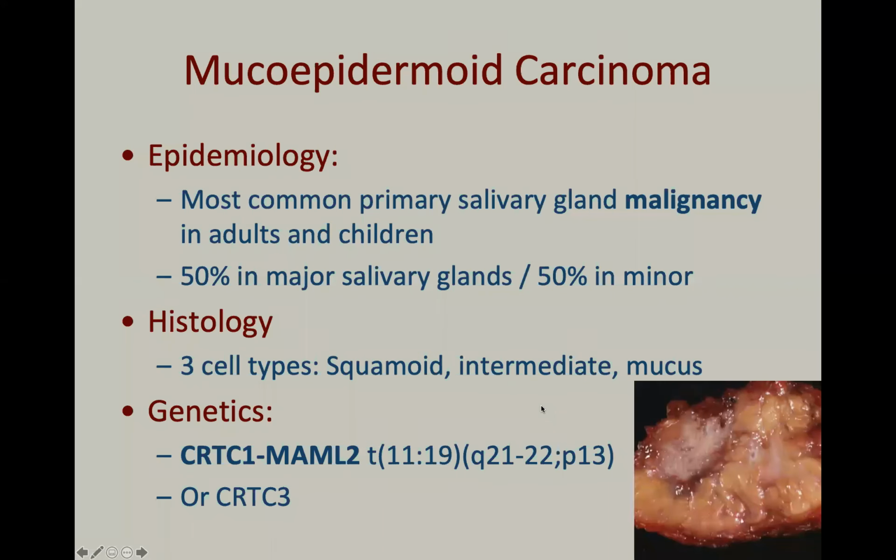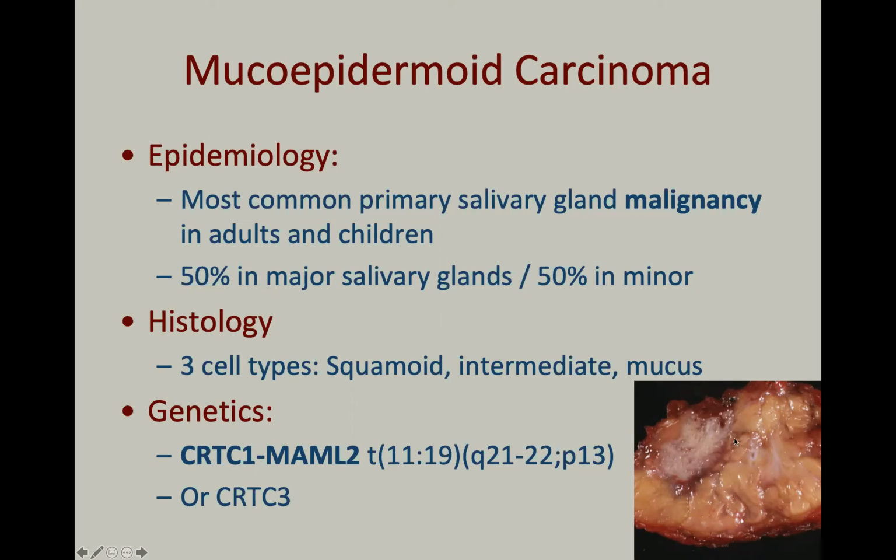Okay, so because this is the most common, we will again spend a little bit of time on mucoep. Remember that this can happen in both adults and children. So kids are not spared from salivary carcinomas. Half of mucoeps occur in the major and half in minor salivary glands. We'll see the 3 cell types, squamoid, intermediate, and mucinous. And we will remember that the genetics are CRTC1-MAML2 or CRTC3-MAML2, the common partner here being MAML2.